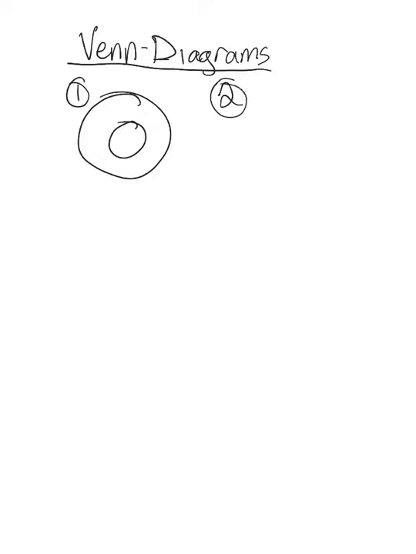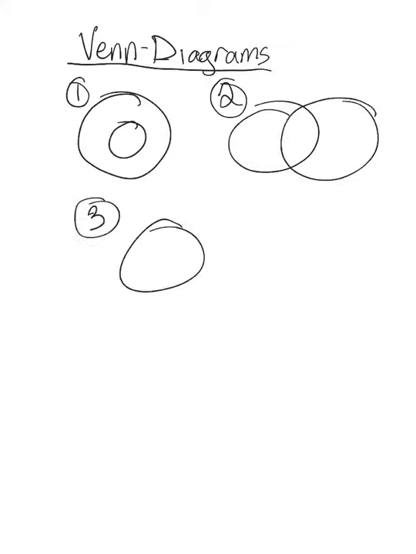So Venn diagrams can be constructed in various ways. We have this form, which I'm going to call 1. We have this form, which I'm going to call 2. And we have this form, which I'm calling 3. I'm going to label them A, B, A, B, A, and B.